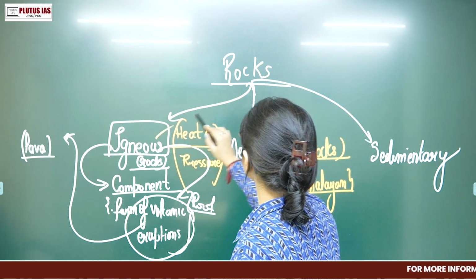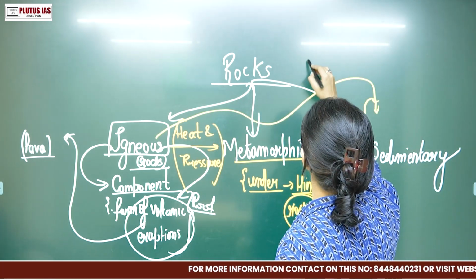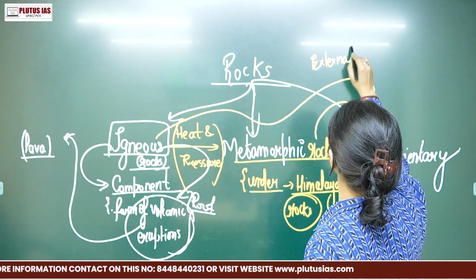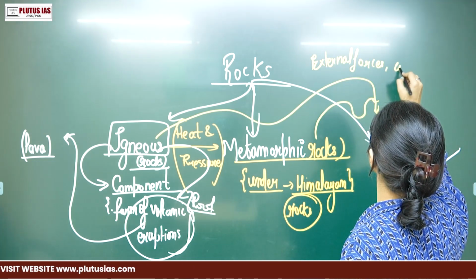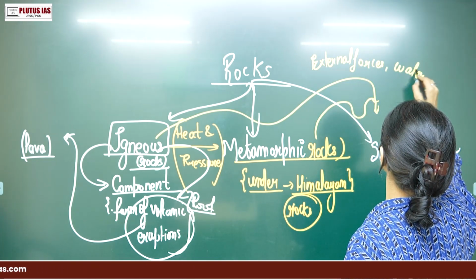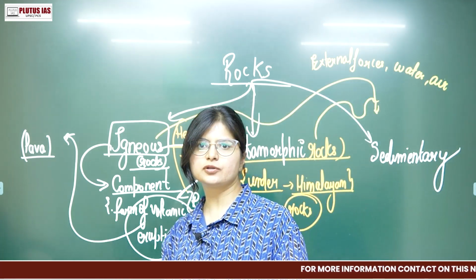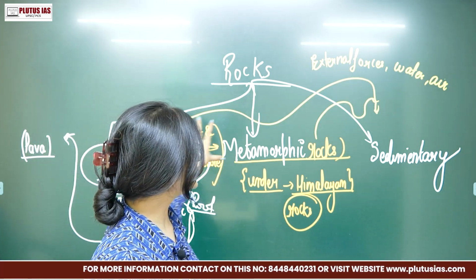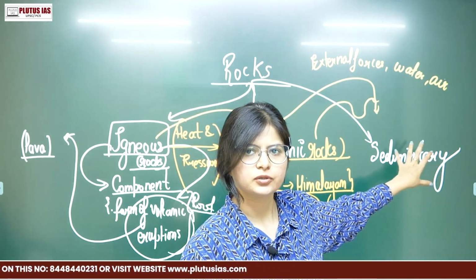Now, what will happen through the external forces like air and water? Erosion will happen of igneous rock and metamorphic rock. Erosion will happen, and erosion will take what? It will take the form of sedimentary rocks.